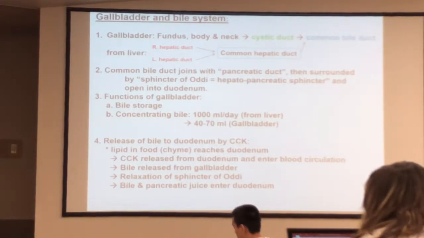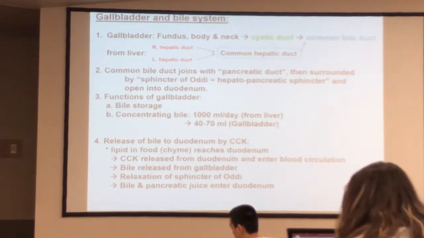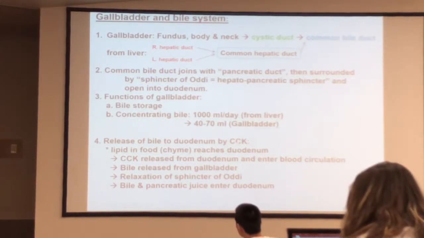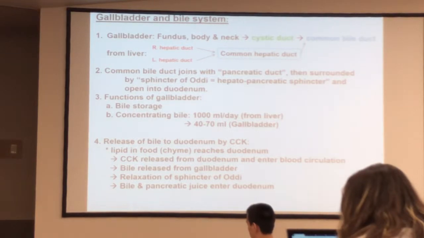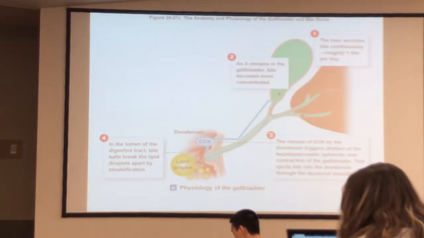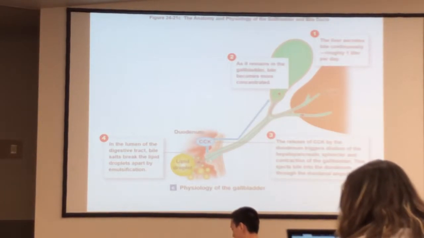And the release of cholecystokinin, chole means gallbladder, cysto means cystic duct, kinin means material, that will help contract the gallbladder, release the bile, and relax the sphincter of Oddi, and then bile and pancreatic juice can go together. Okay, this one will show you CCK working on this sphincter. It's also working on the gallbladder.